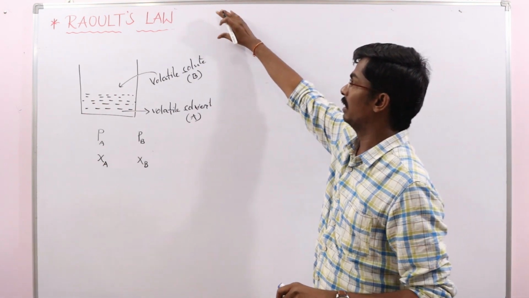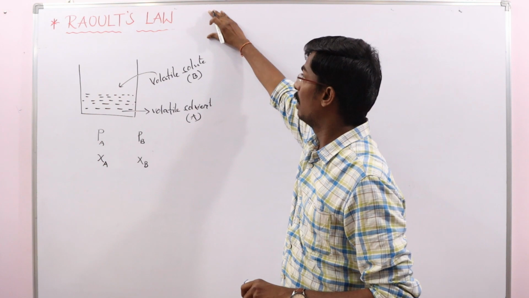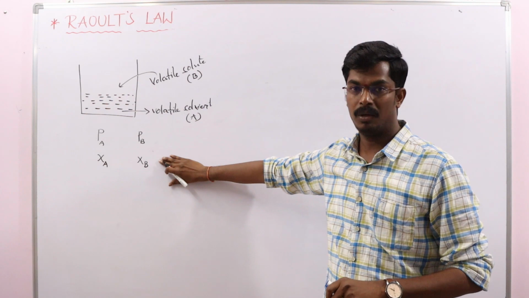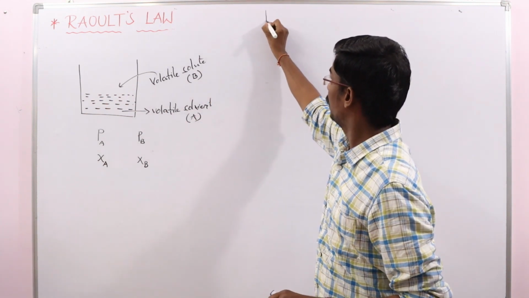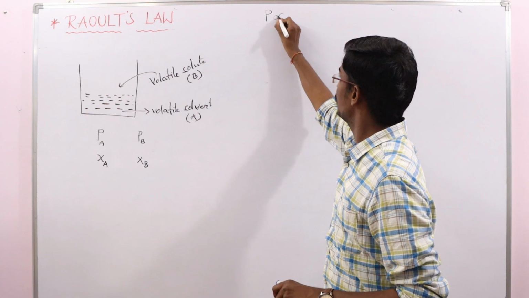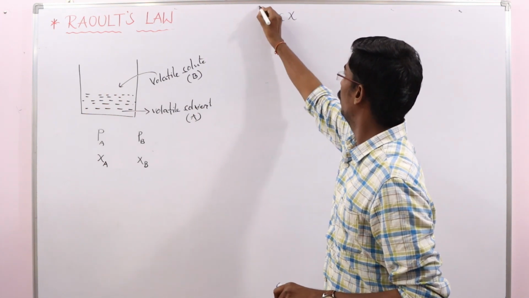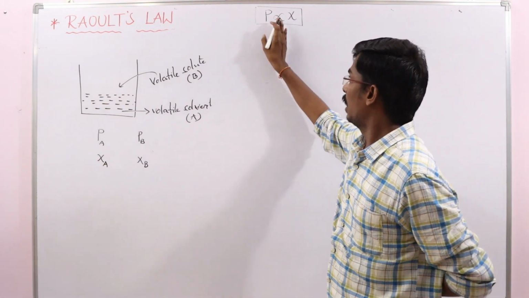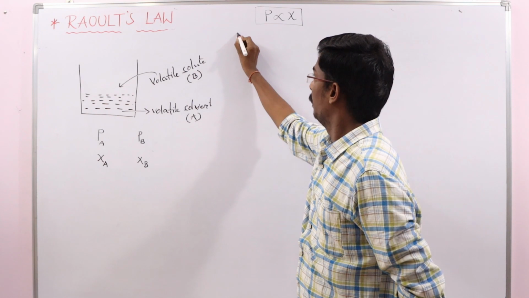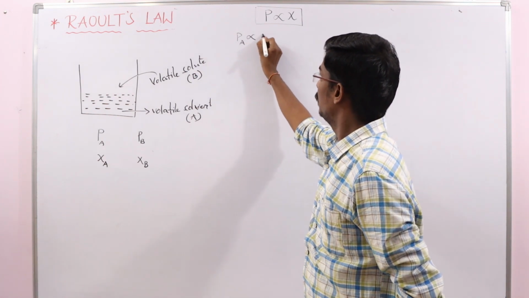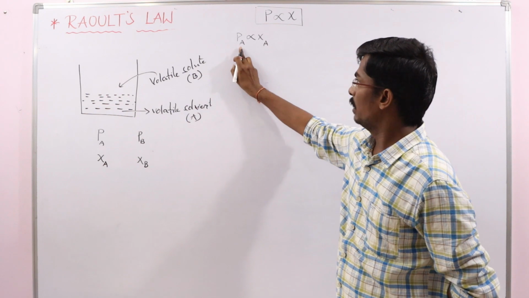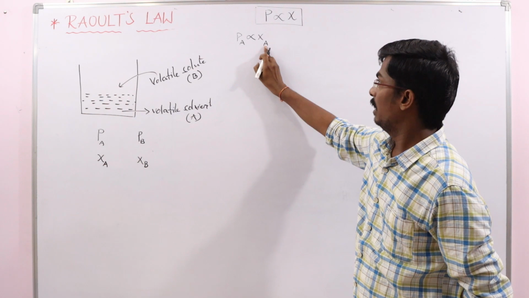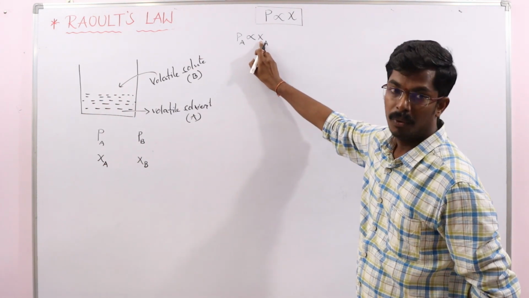Raoult's law states that the partial vapor pressure of a component is directly proportional to its respective mole fraction. That simply gives a direct relationship between the partial vapor pressure and the mole fraction of the component. Here two components are there. According to Raoult's law, PA is directly proportional to XA. What is PA? The partial vapor pressure of component A. What is XA? The mole fraction of component A.